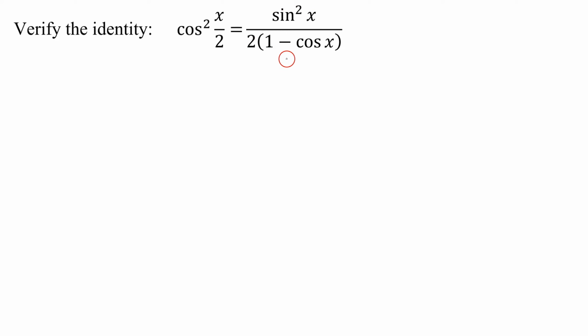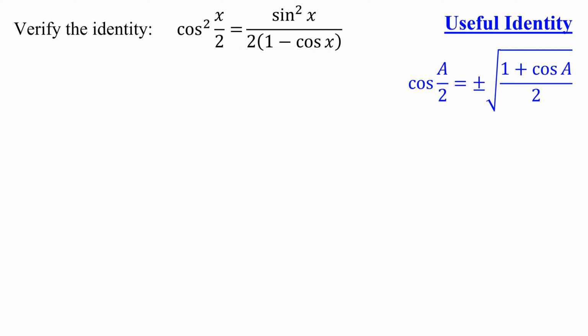Initially, that looks like the right-hand side, but on the left-hand side, I have the cosine of the half angle, and here is the formula for the cosine of a over 2, and it looks fairly complicated. So I think I'm going to start working on the left-hand side of the equation.